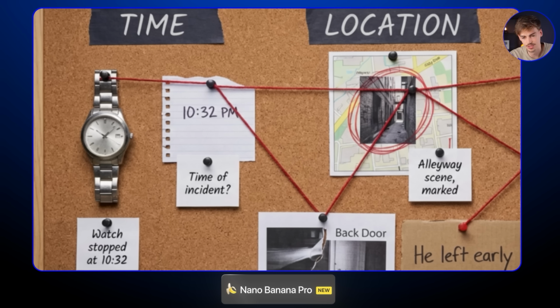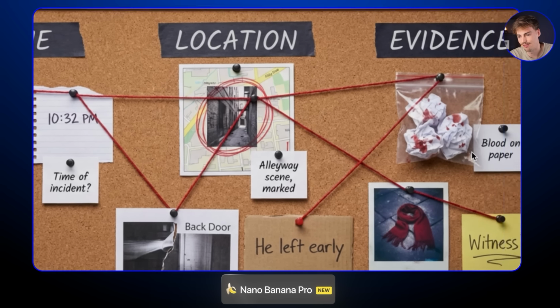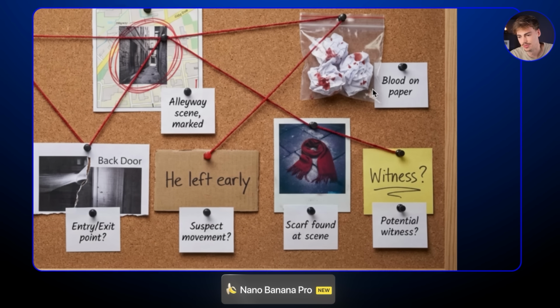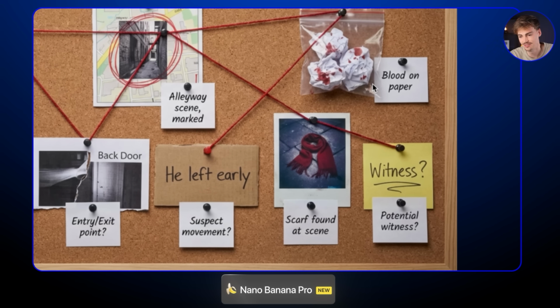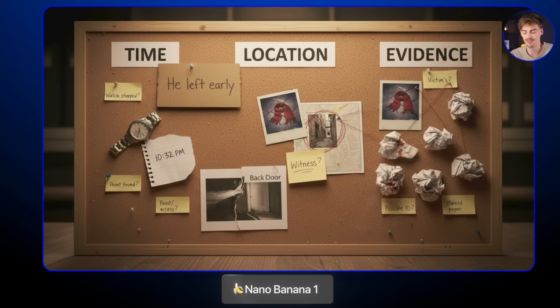Then 10:32 p.m. asking, is this the time of evidence? Then we have the location, the alleyway, and then the scene is marked. Then we have evidence, the blood on the paper, potential witness, the red scarf. All of this super cool. Let's see if any of the other models can have the same intelligence as Nano Banana Pro has.